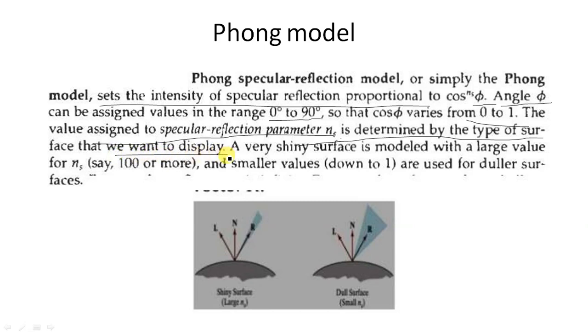It means अगर कोई हम shiny surface यूज़ कर रहे हैं तो उसकी जो वैल्यू होगी ns की वो लार्ज होगी. अगर हम डल सरफेस यूज़ कर रहे हैं तो उसकी जो वैल्यू होगी ns की वो कम होगी. लेकिन जैसा कि हम जानते हैं कि जो शाइनी सरफेस है उनका जो रिफ्लेक्शन होता है वो कम होता है, लेकिन डल सरफेस का जो रिफ्लेक्शन होता है वो ज़्यादा होता है.